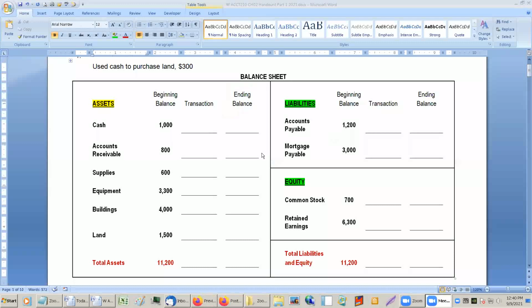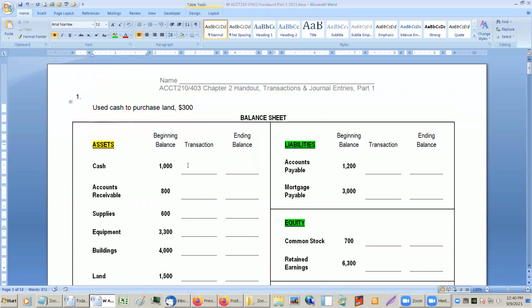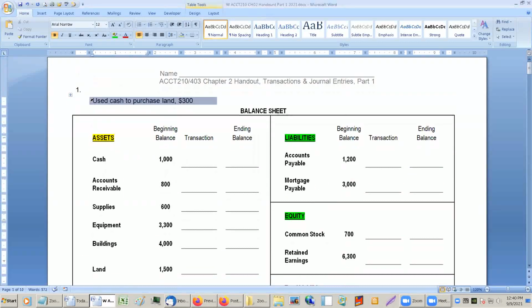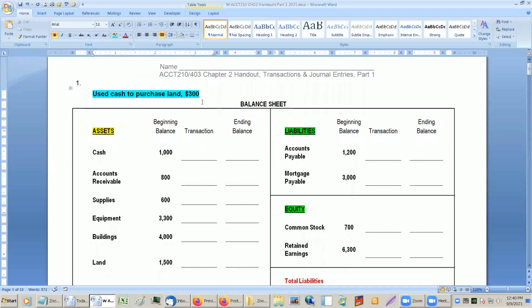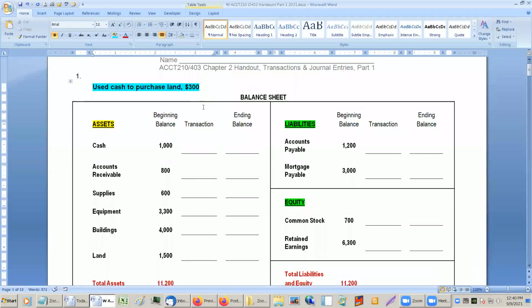Okay, so this is a balance sheet, and what we're going to do is look at these transactions. So here's the first transaction. What's the objective with these? What are we essentially looking to accomplish? For this, we have this transaction, and we want to see how it impacts the balance sheet.